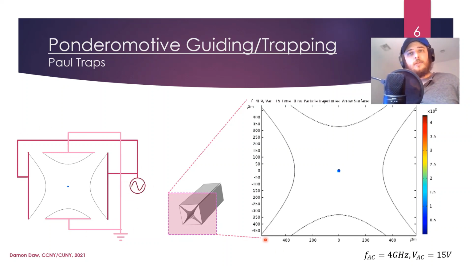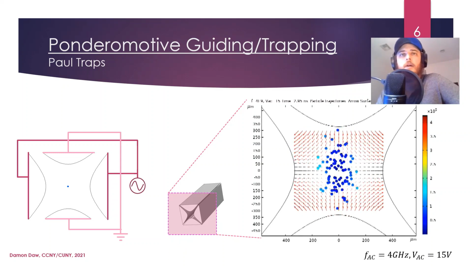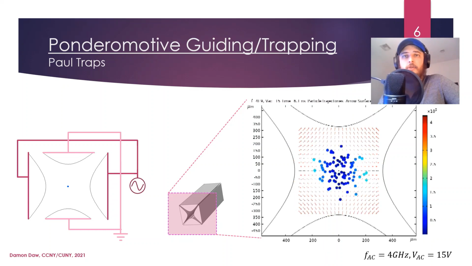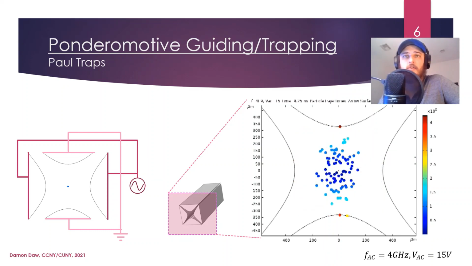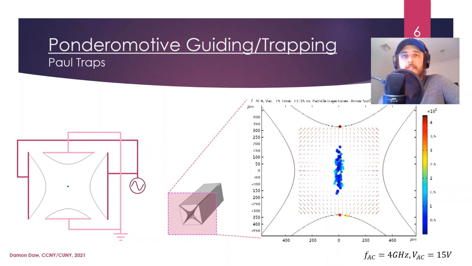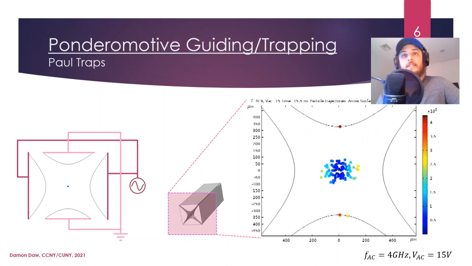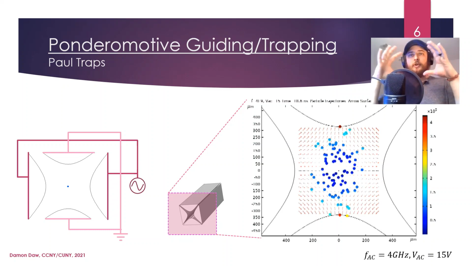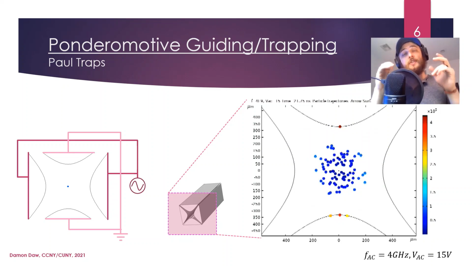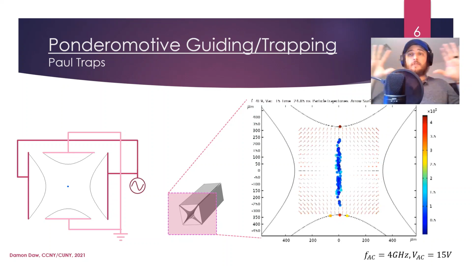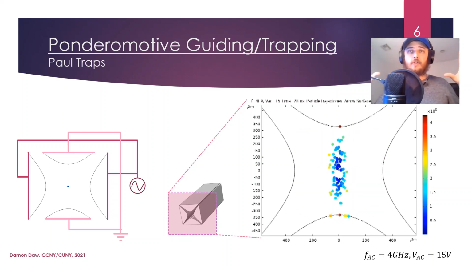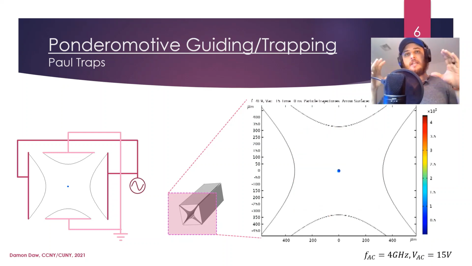And let's see what happens when we play this video. So you can see the red arrows are the electric field. These dots are the electrons that were released at the center of the trap. And you can see that they kind of oscillate around the center of the trap. They have a temperature, so if this trap wasn't on, they would have just flown apart and slammed into the electrodes. But since the trap is on, it's confining them to the trapping region.